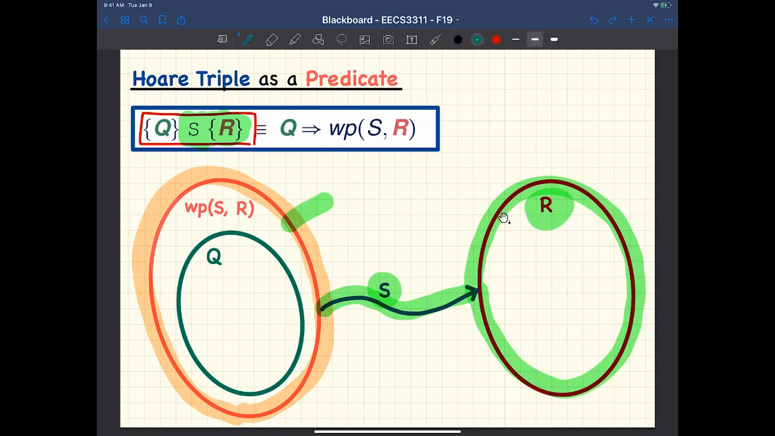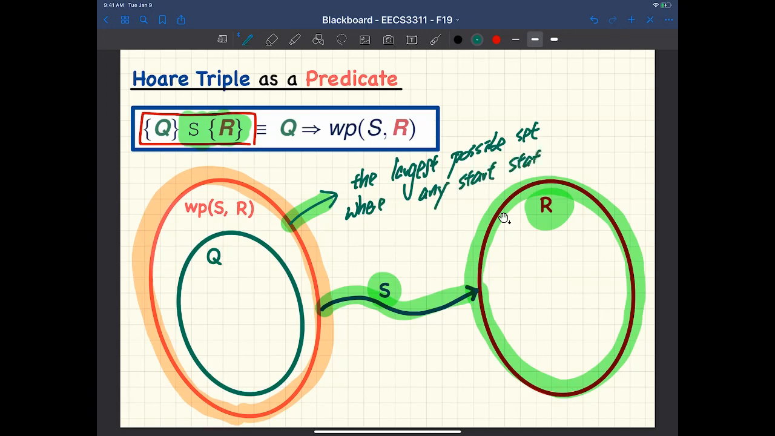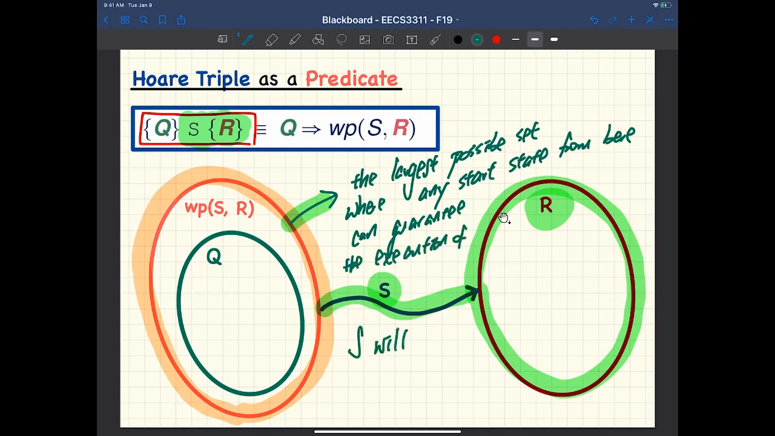So now what we want to say is this. This is the largest possible set where any starting states from here can guarantee the execution of S, the S over here, will establish post-condition R. Okay, the orange part. We haven't talked about exactly how to calculate that just yet, but we will.